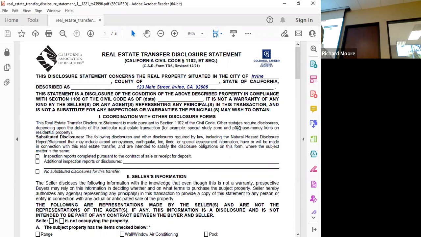And then the big question comes down to no substituted disclosures provided by the seller. There's no reason that we would not check that box. We are not providing substituted disclosures to take the place of the TDS. I have not come across one transaction where that has occurred, as a matter of fact.